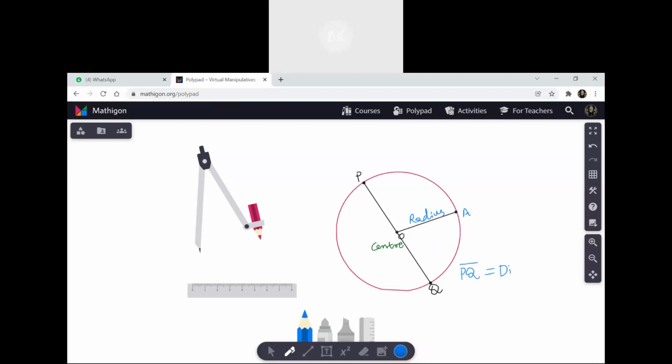If we draw 2 to 3 diameters in one circle, then all the diameters will intersect at the center of the circle, sir. Definitely, they will pass through the center, guaranteed.